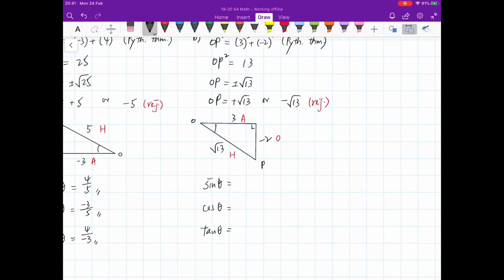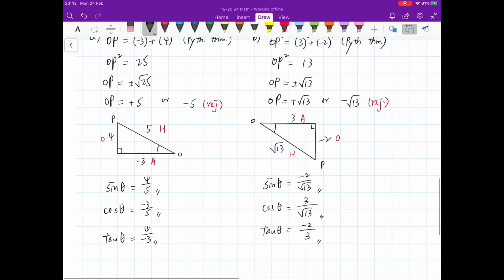So let's come to the fourth step, that is calculating sine theta, cosine theta, and tangent theta. So for sine theta, it is O over H, so it is -2 over the square root of 13. And for cosine theta, it is A over H, so it is 3 over the square root of 13. And finally, for the tangent theta, it is O over A, that is -2 over 3. So this is the end of part B.